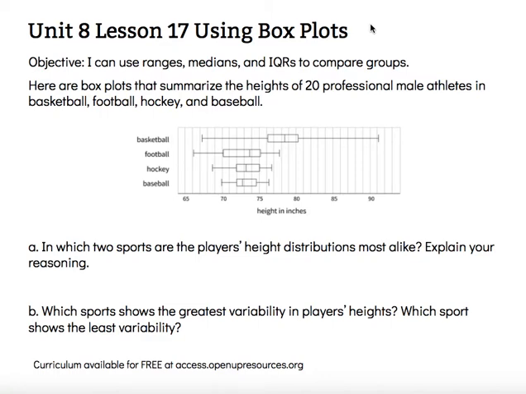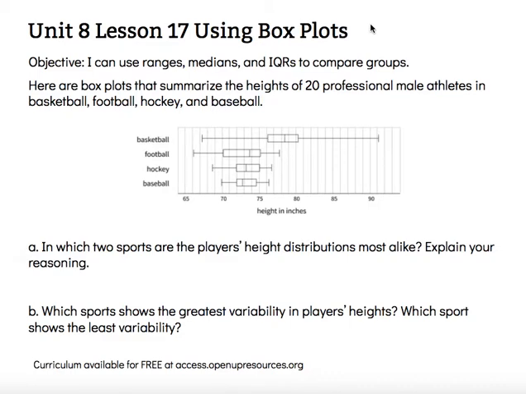We're looking at Unit 8, Lesson 17, using box plots. The objective says I can use ranges, medians, and IQRs to compare groups. Remember, IQR stands for interquartile range. It's a measure of spread, and so is range.